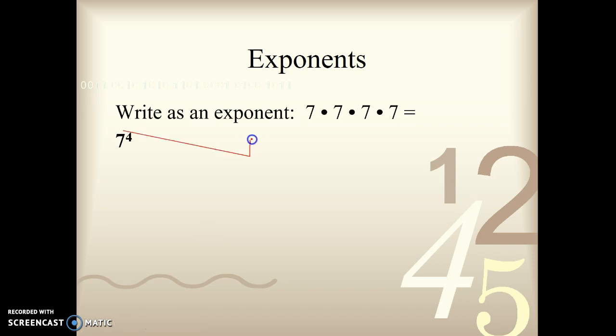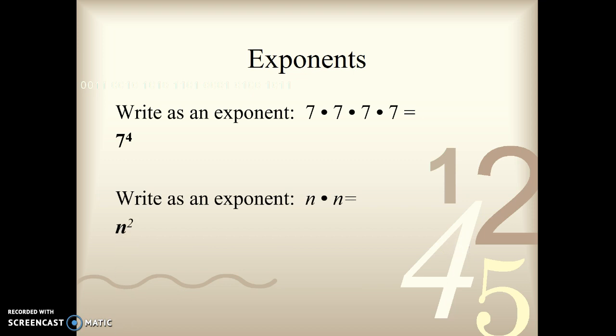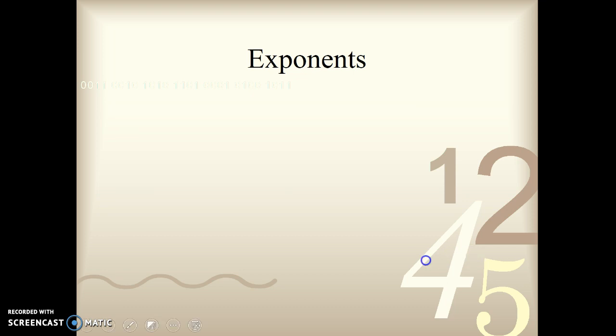You always need to make sure your exponent, oh, that's a little flub. You need to make sure that your exponent is to the right, slightly above, and smaller than whatever number it's referring to. All right, now let's write a variable as an exponent. N times n is going to equal n to the second power. All right, now we're going to expand and solve. So if we expand 3 to the second power, it's going to look like 3 times 3. And then if we solve it, it's going to look like 9.